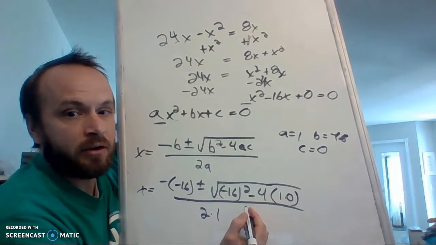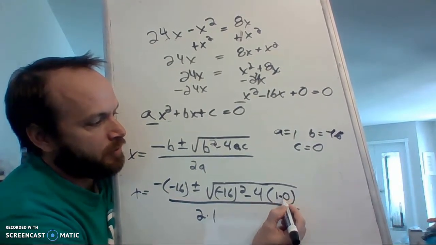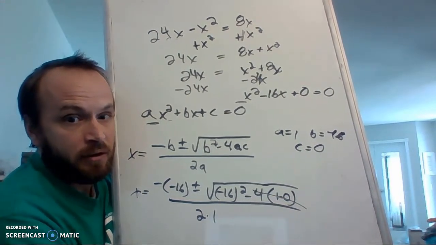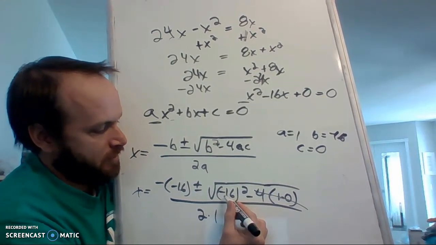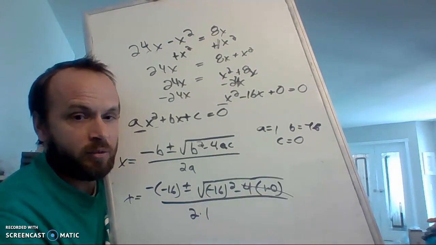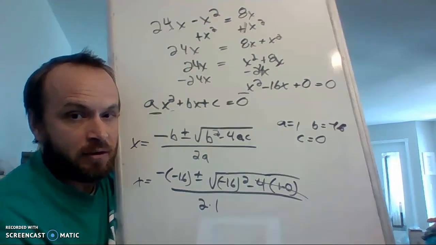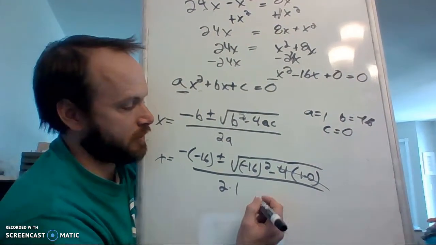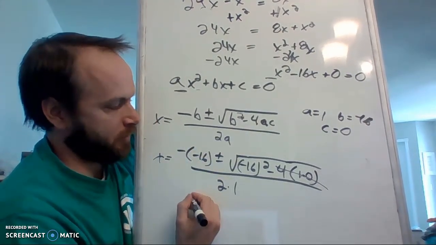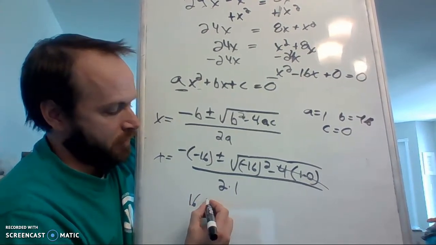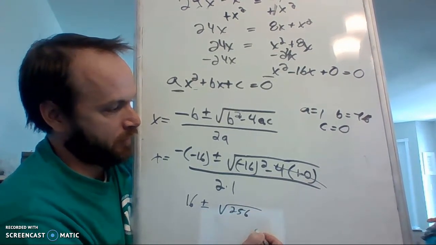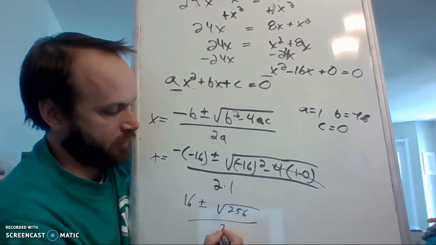Then I use my order of operations. I do it under the radical first. 1 times 0 is 0 times 4 is 0. So this whole term is 0. Negative 16 squared, 16 times 16 is a large number. I'm going to have to figure that out. That is 256. So I'm going to rewrite this. And by the way, a negative and a negative is a positive, so I'm just going to change that to positive 16. 16 plus or minus the square root of 256, all over 2 times 1 is 2.